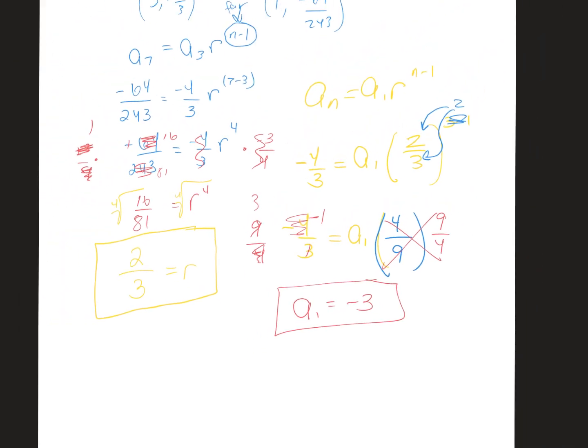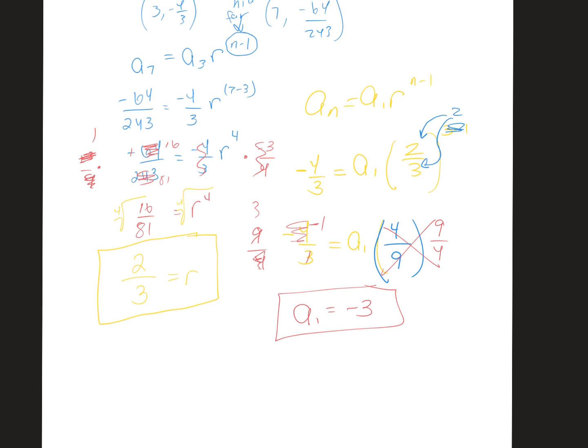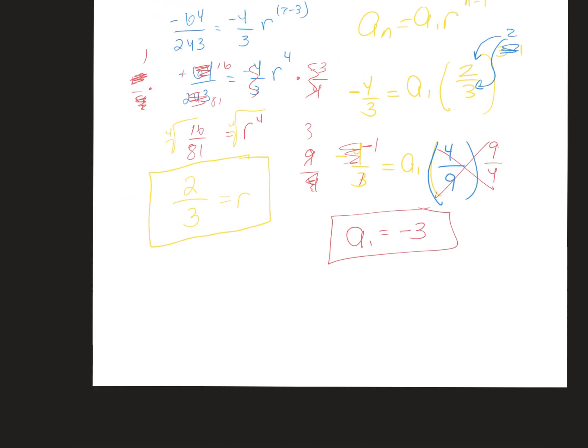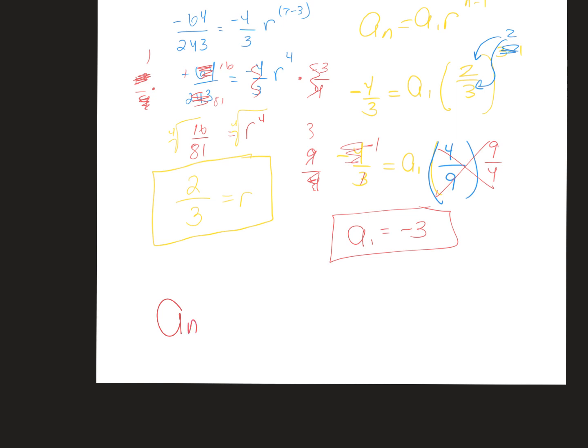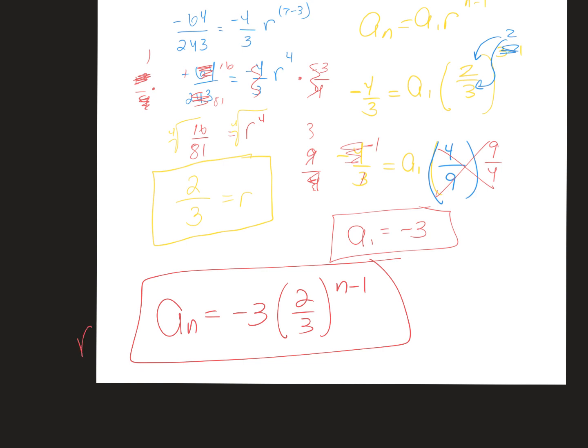So now do we have enough information to write the rule? Yes. So your rule is going to be a sub n equals the first term, which is negative 3, times r, which is our 2/3, raised to the n minus 1 power. That is the rule. When they say write the rule for the nth term or something like that, there's your rule.